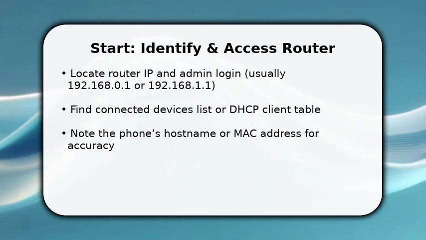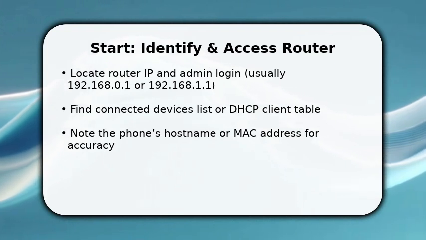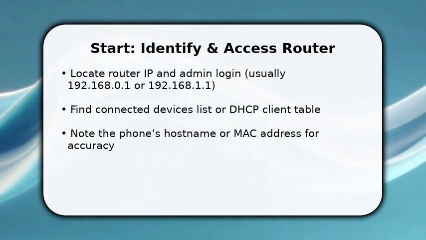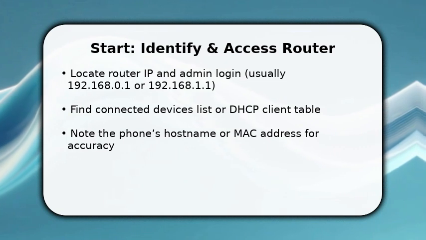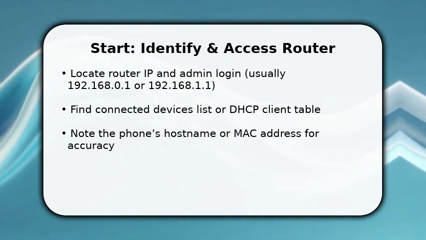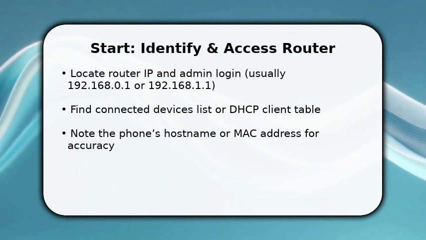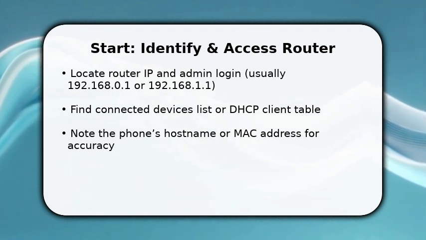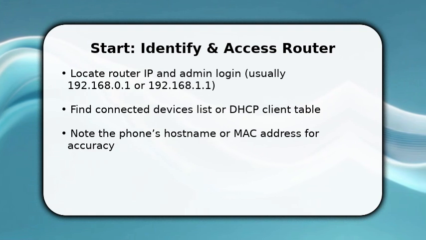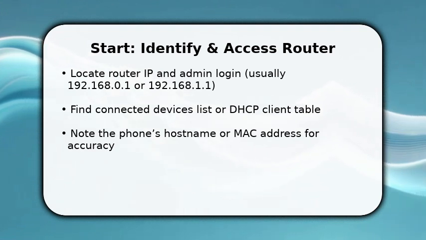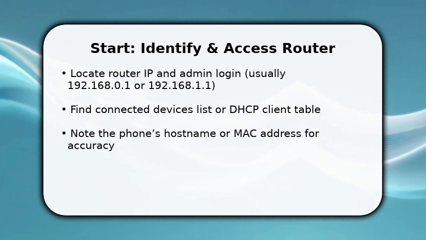You begin by signing into your router. You need admin access. Once logged in, open the Connected Devices or DHCP table to find the phone. You must identify it by hostname and confirm with the phone's MAC address to avoid removing the wrong device. Make sure to note whether the phone uses a static IP versus DHCP because that affects the next actions.